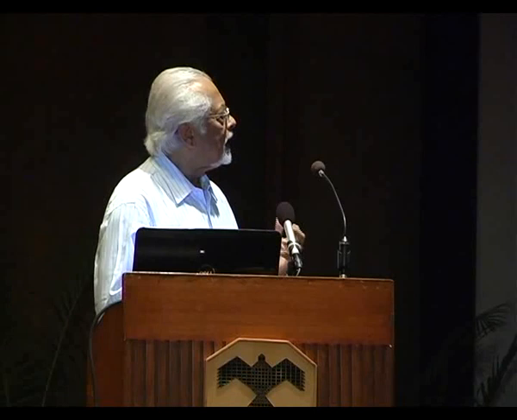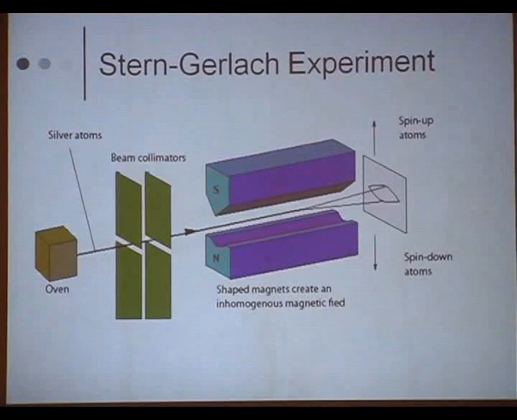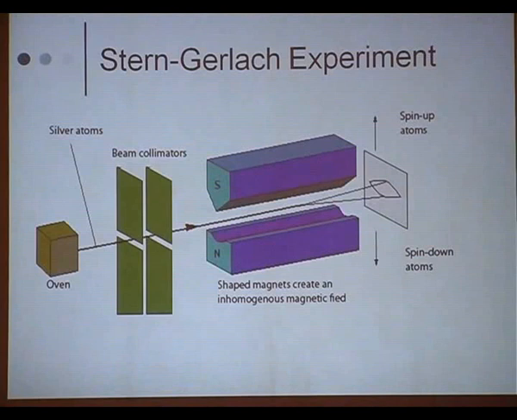mechanics. Now, this is the famous Stern-Gerlach experiment. Every undergraduate learns this as a model of what is meant by a measurement. You take an oven of, say, silver atoms, collimate them, and make them go through what is called an inhomogeneous magnetic field. That separates the beam into two beams, one going this way, the other going the other way.